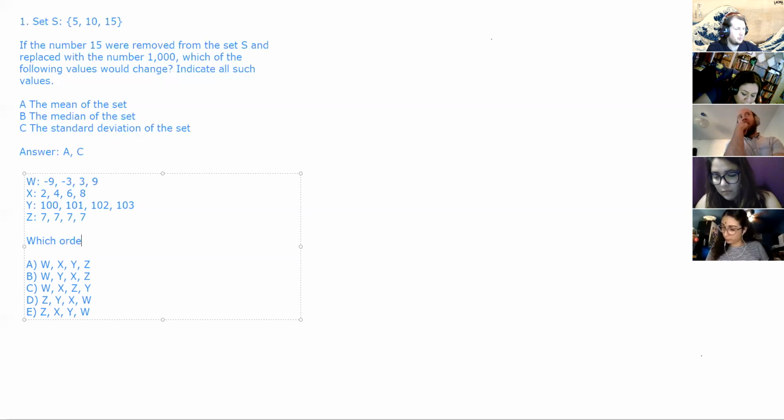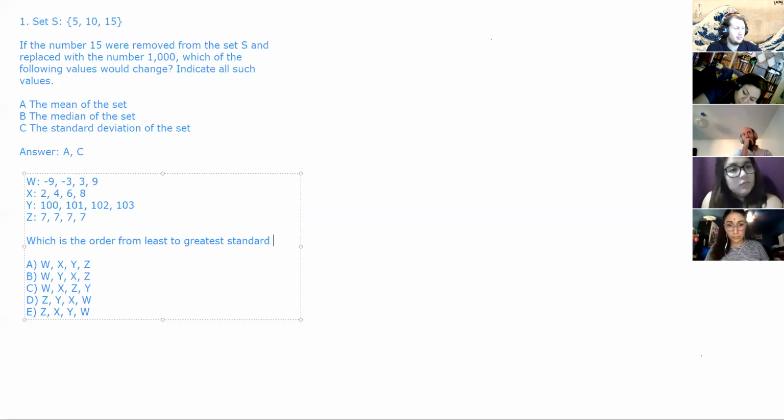Which order, from least to greatest standard deviation.